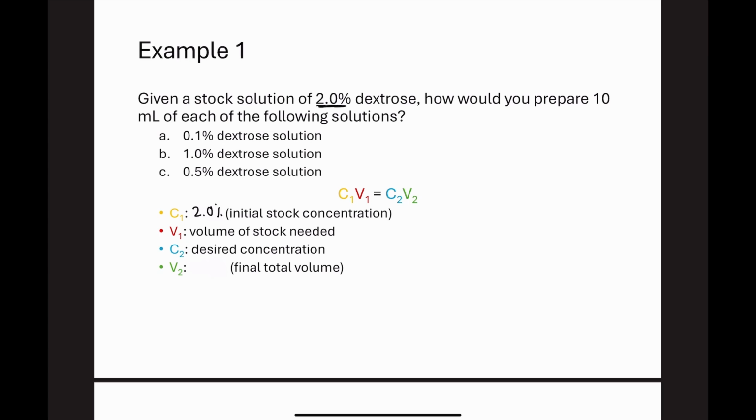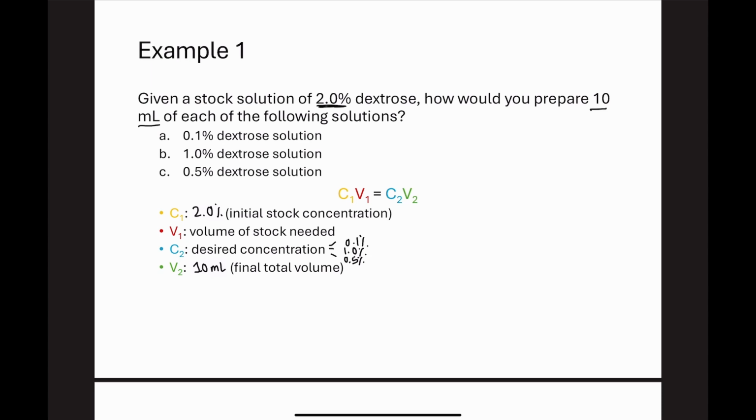And it's asking us to prepare 10 milliliters of each of the following solutions. So 10 milliliters, that's going to be our final total volume. And we have three different desired concentrations: 0.1%, 1.0%, and 0.5%. So that leaves us with how much stock do we need?